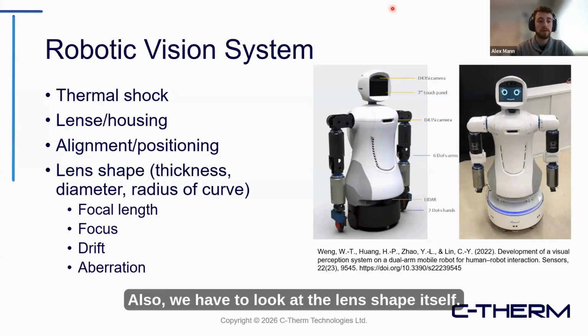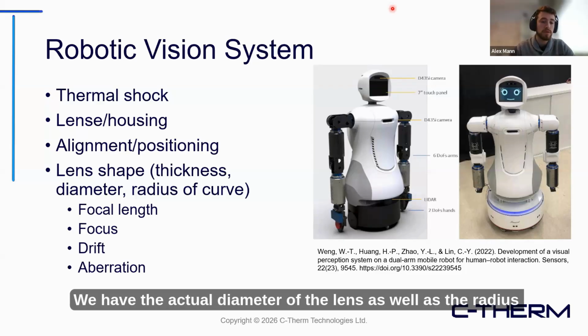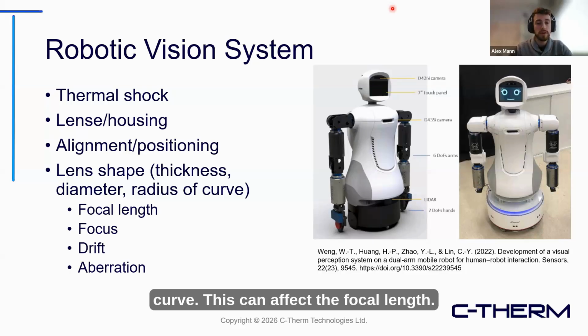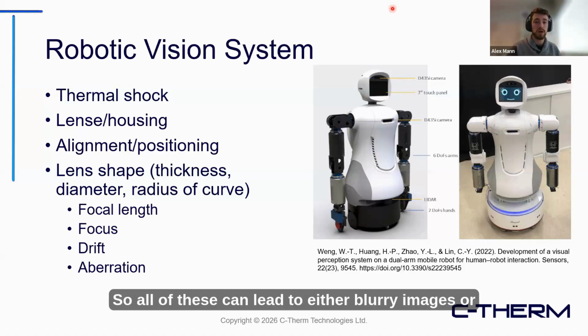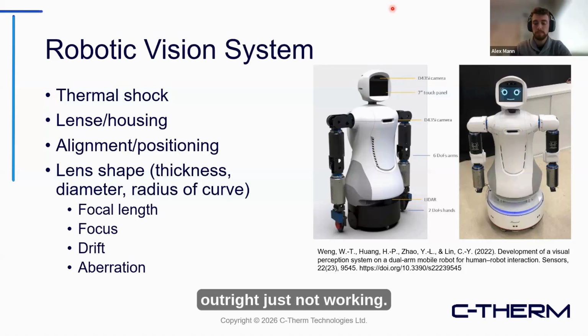Also, we have to look at the lens shape itself. We can have thickness increase or decrease. We have the actual diameter of the lens as well as the radius of the curve. This can affect the focal length. We can affect the focus. It can cause some drift. And lastly, it can cause some aberration. So all these can lead to either blurry images or outright just not working.